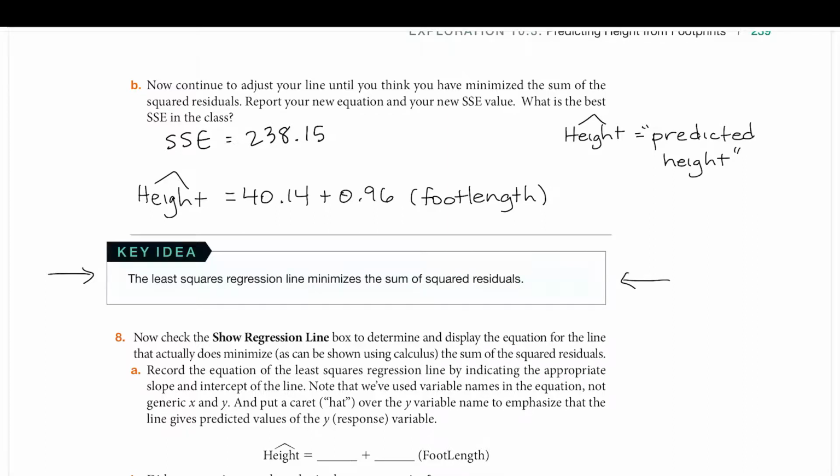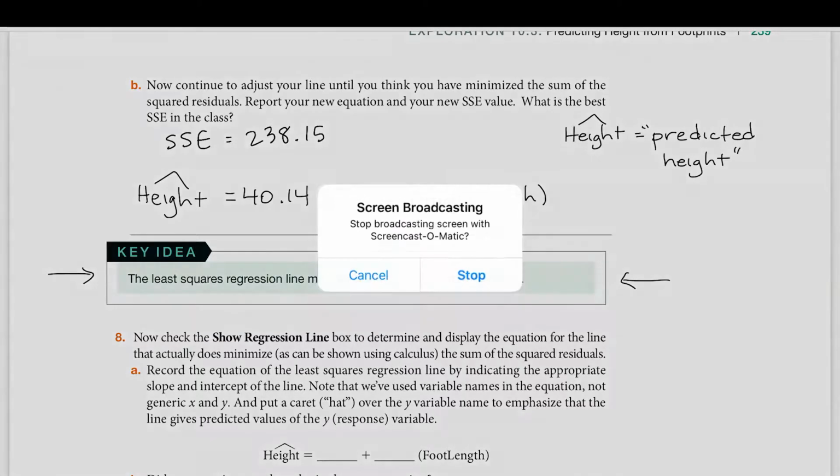So the key idea here, what we call the least squares regression line, minimizes the sum of the squared residuals. So it puts the line in a place where when you make all those boxes and add up the areas, you get the smallest possible number.